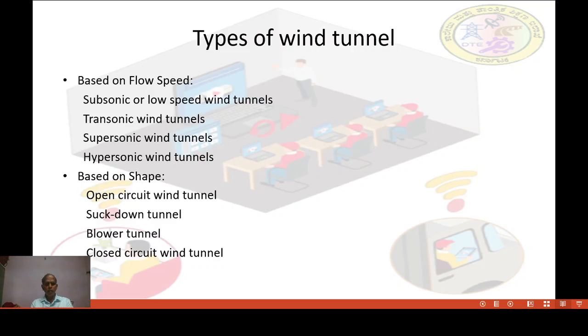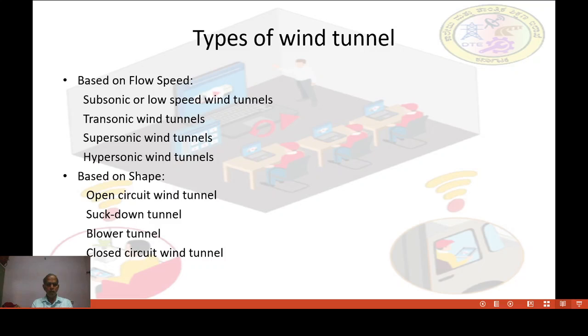Next, types of wind tunnels. Types of wind tunnels are classified on the basis of flow speed. In that, number 1, subsonic or low speed wind tunnels. Number 2, transonic wind tunnels. Number 3, supersonic wind tunnels. Number 4, hypersonic wind tunnels.